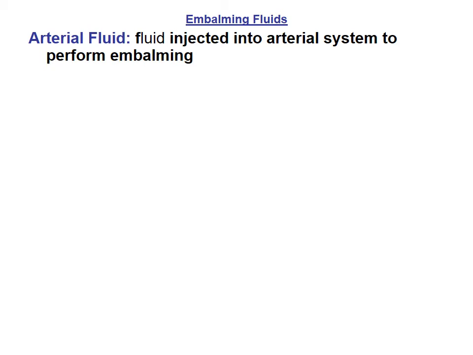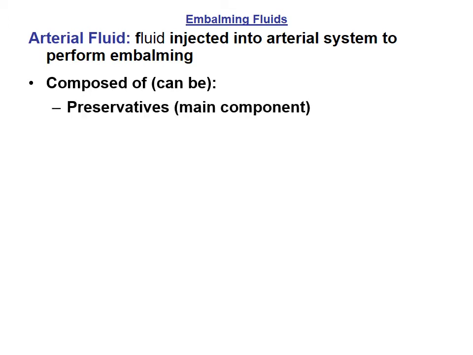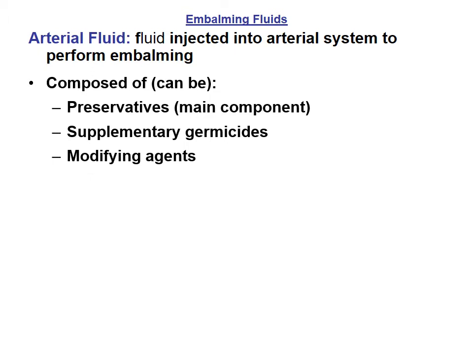It's what contains your preservative. Now, different arterial fluids will have different components, but it can be composed of several different things. It's always going to have some kind of preservative. That's what makes it an arterial fluid, is the preservative. Could have some additional supplementary germicides in there to help with disinfection. Could have some modifying agents, such as the things that you might add as a co-injection, actually.